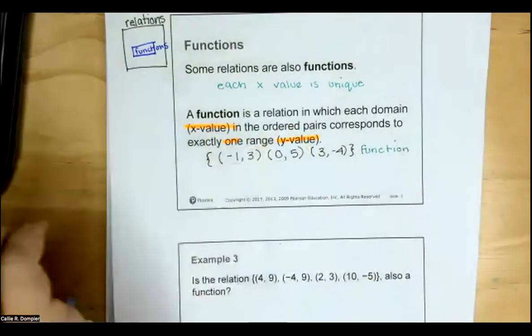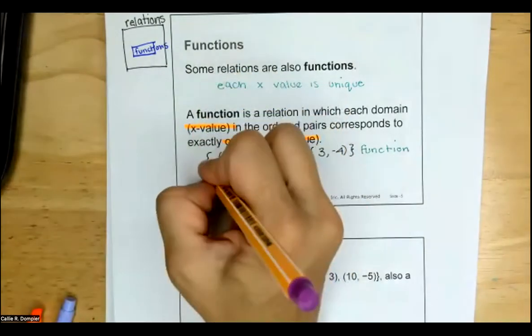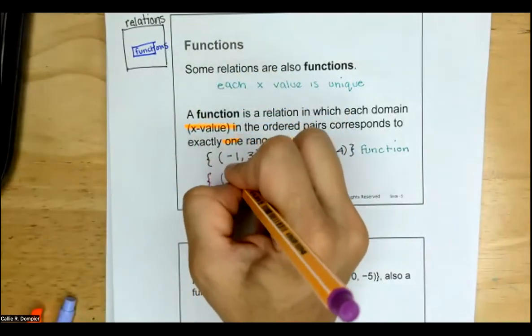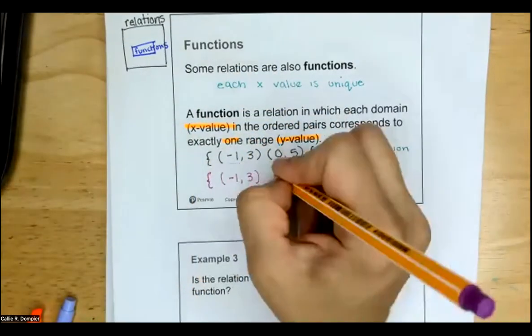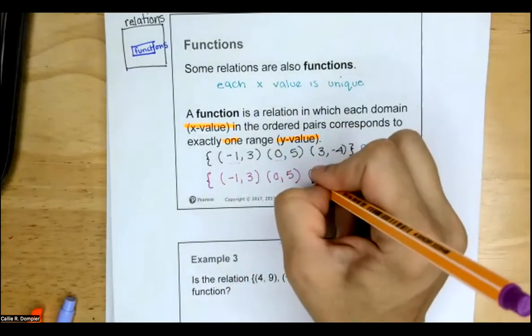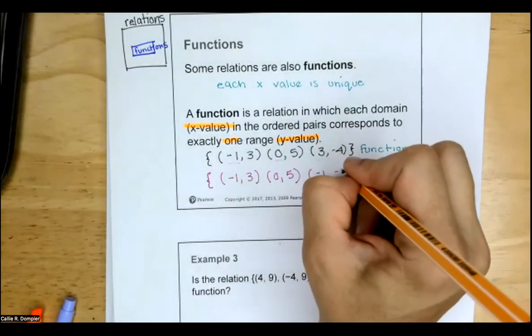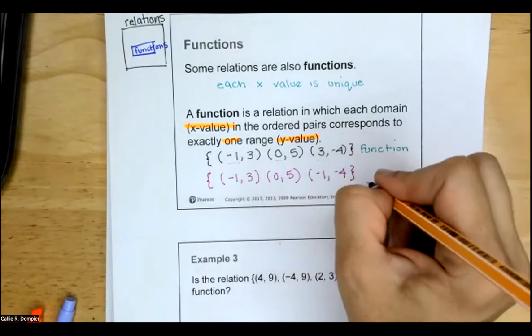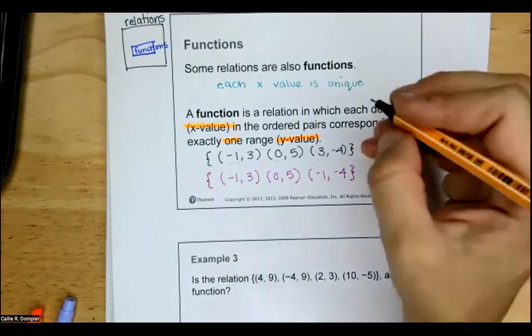However, if I was to give you (-1, 3), (0, 5), and then instead of (3, -4), (-1, -4), this is not a function.